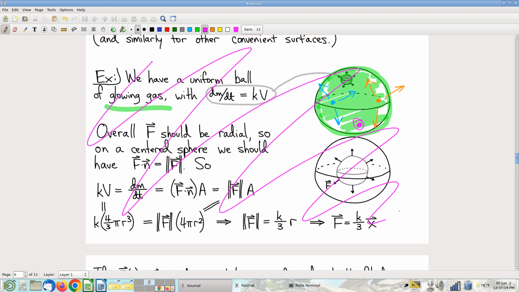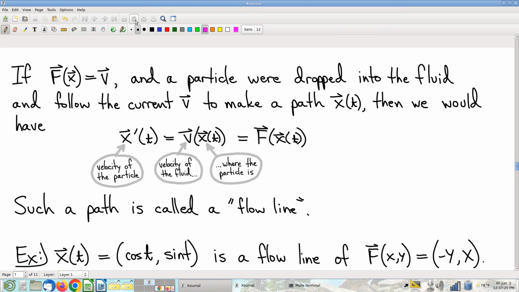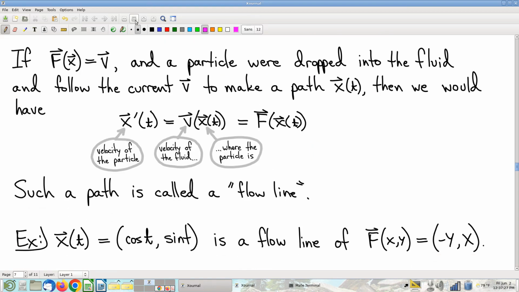Okay. So anyway, moving along. So next, the book describes this thing called a flow line. It's actually kind of exactly what you would think it is. So the idea of a flow line is that you drop a particle into your fluid, and the particle goes exactly where the fluid tells it to go, right? Of course it does. So if the fluid is going that way, then the particle is going to go right along with it. So what then would be the path that the particle would follow?